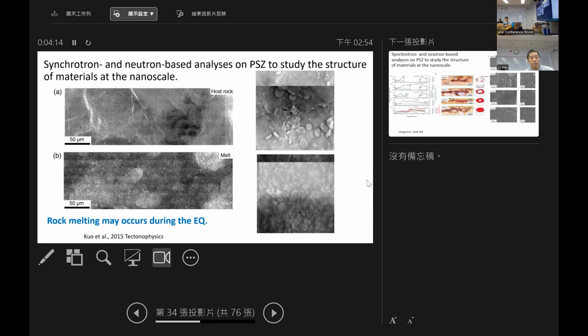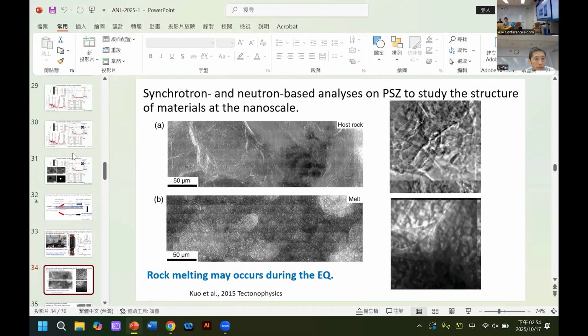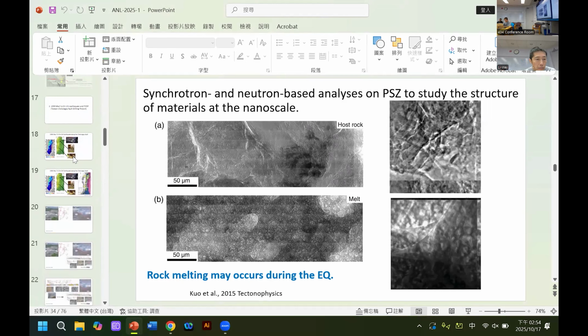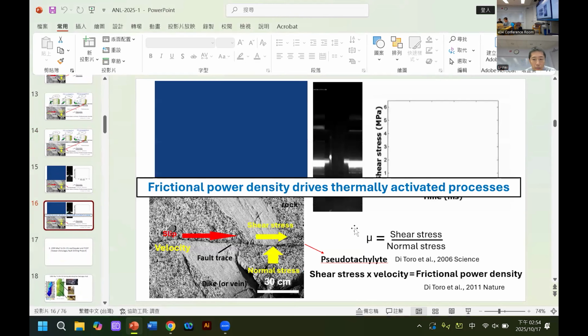Oh, okay. Let me go back to this. This is the most important thing. Frictional power density drives thermally active processes, but the processes associated with the mechanical response remain very subtle.